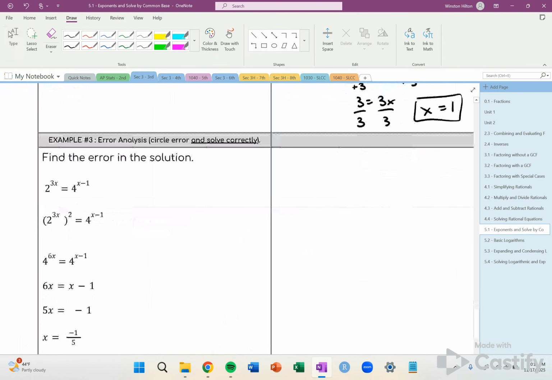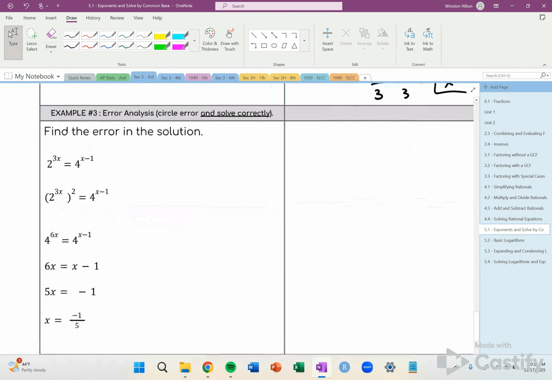All right. Example 3, we are trying to find the error in this situation. So here we have 2 to the 3x equals 4 to the x minus 1. Okay, we need to get these two sides to have the same base in order to solve this equation. They do that by squaring the left-hand side. If you square one side of the equation, what do you have to do to the other side? Also square it. So this doesn't really work. This is not how you would go about solving this.